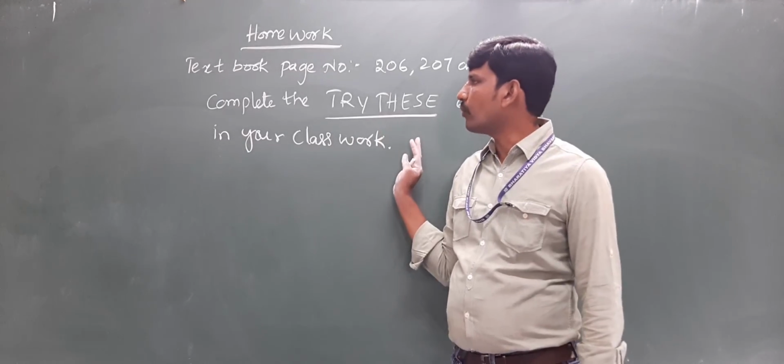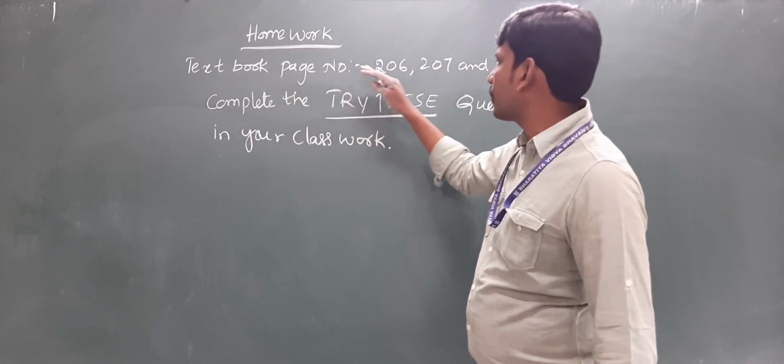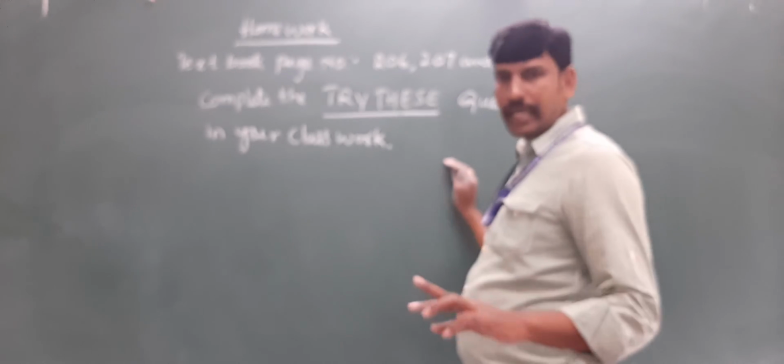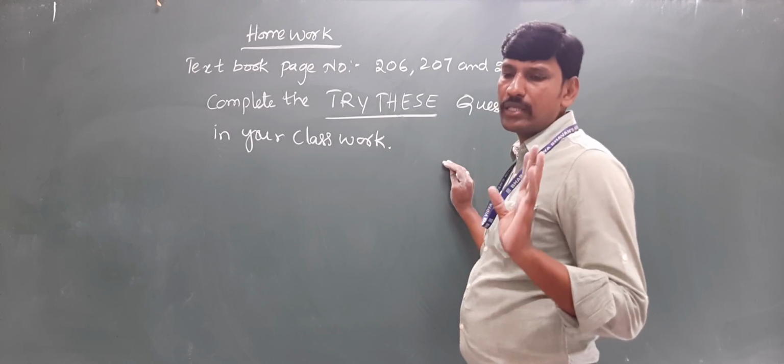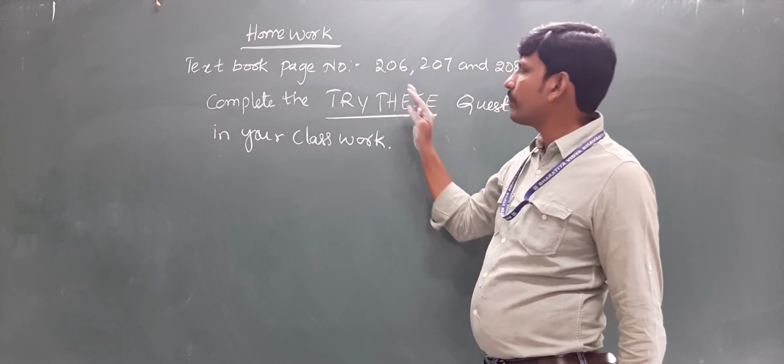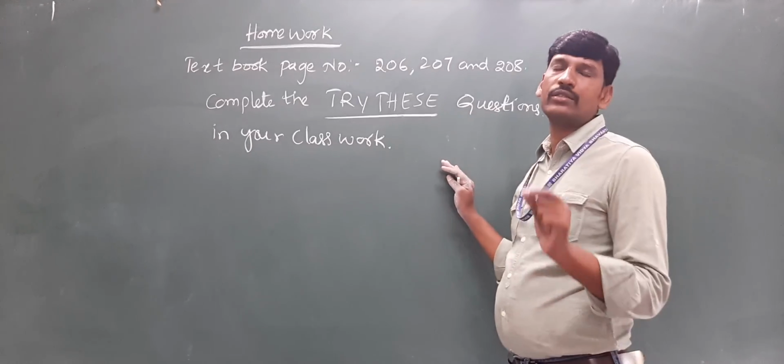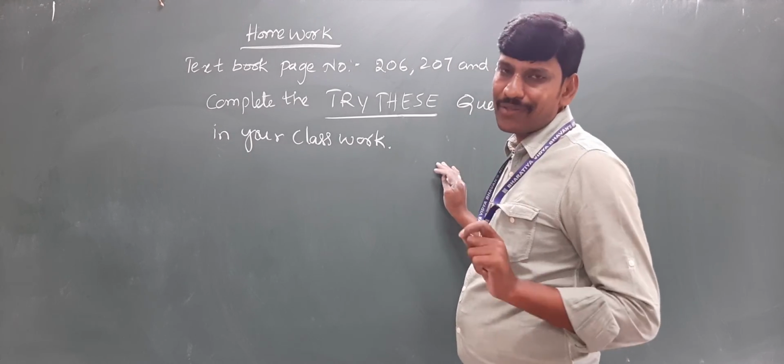Now here is your homework. Textbook page numbers 206, 207 and 208. Complete the Try These questions. In the first Try This we have 4 questions. In the second Try This you also have 4 questions, out of which 1 is solved. So totally 7 questions are there. Please complete those Try These questions in your classwork only.